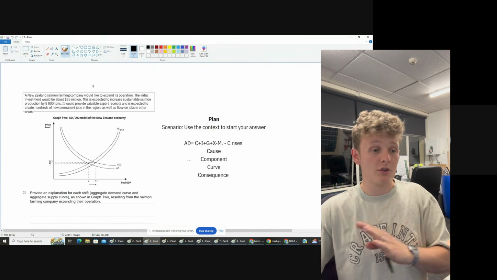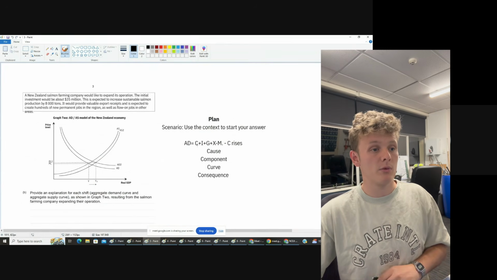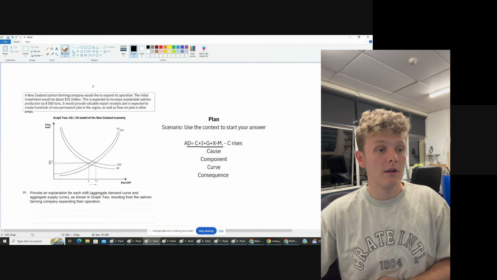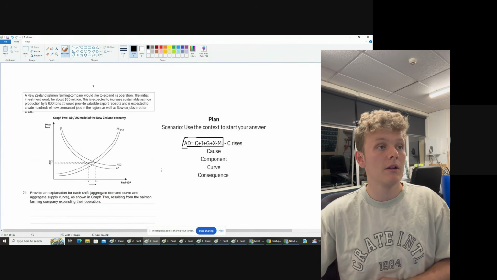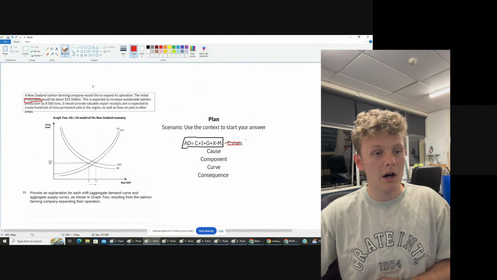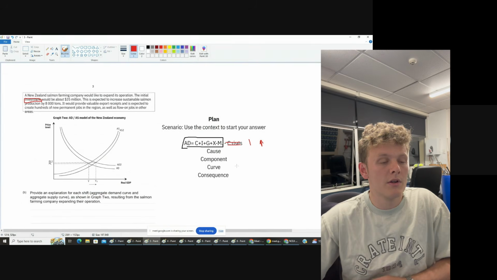So we've already got the structure here, so let's talk about it again quickly. AD, we're talking about AD. We're not saying C rises, sorry, that's left over from the last one. We're saying investment, because it's stated right here, investment. We're going to say I is increasing. And then we're going to go cause.